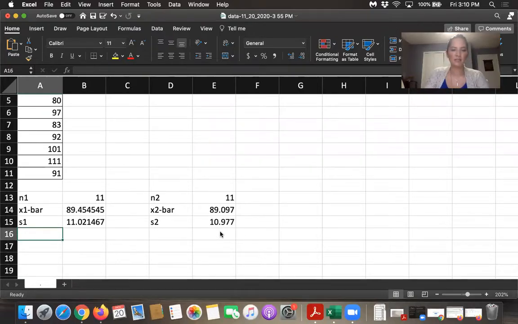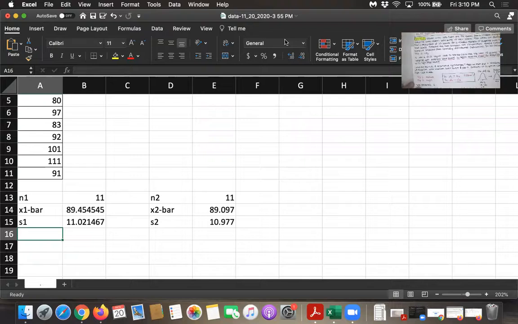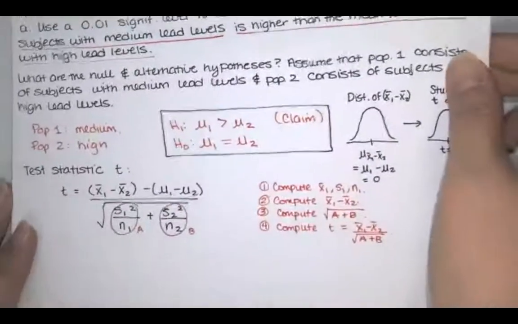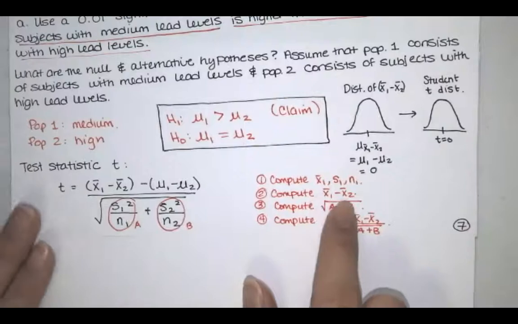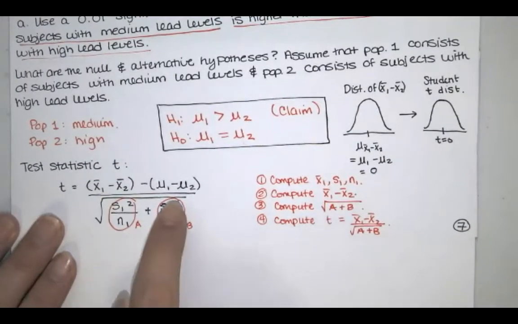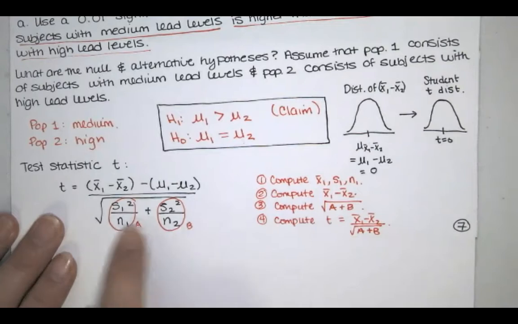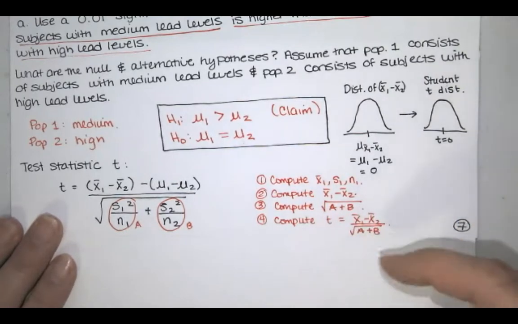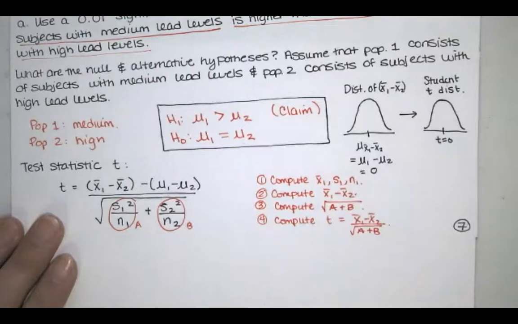Now, to compute our test statistic T, let me just remind you what that formula looks like. We need X sub 1 bar minus X sub 2 bar for the numerator. We need this to be our A and this to be our B, and we want the square root of A plus B for our denominator, and then we'll take that quotient of that value over that value. So that's the plan. Let's do that in Excel now.